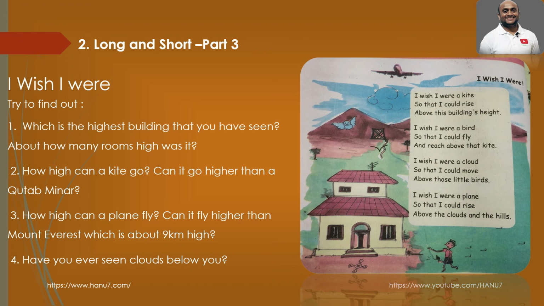So here, each and every one, kite, bird, cloud, and plane, they are wishing. You are wishing, if you were that, what would you do? So you can see in the picture the house, and then a kite, and then a little bird, and then Mount Everest or some mountains. He mentioned Mount Everest in the question, so I said Mount Everest. Clouds, and then a plane. All those things are there in this poem.